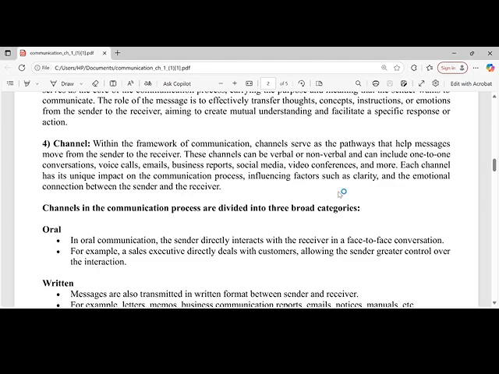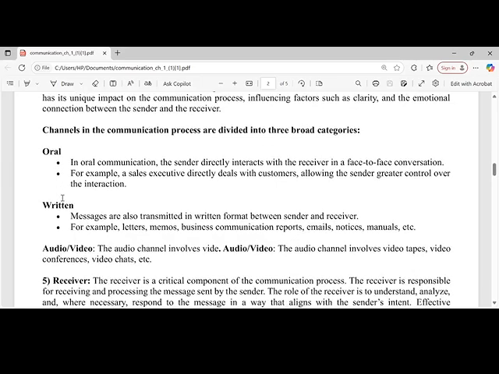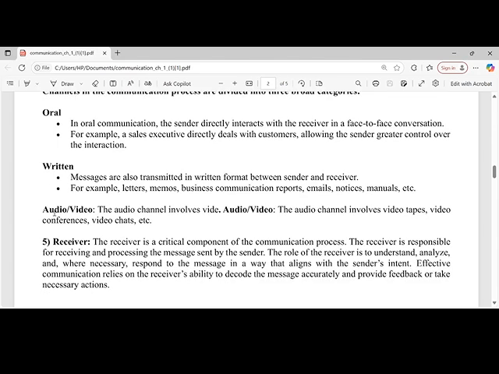There should be clarity in video conferencing, in voice calls, then in emails. There should be a proper language, a proper criteria for sending the emails, for sending reports, and all these factors such as clarity and emotional connection between the sender and the receiver also have a huge impact in the communication process. So channels in communication process are divided into three categories: oral channel, written channel, and audiovisual.